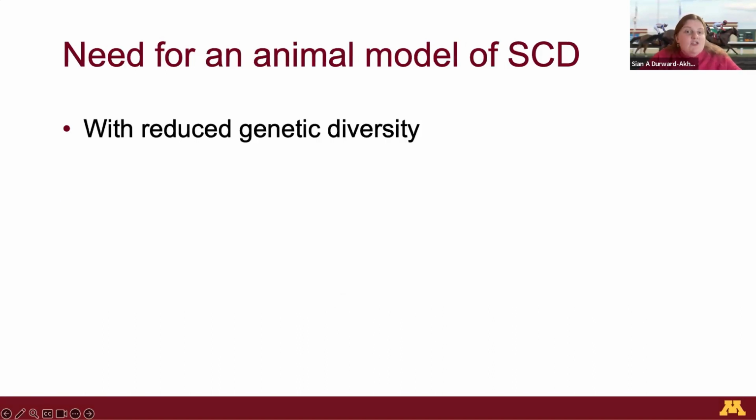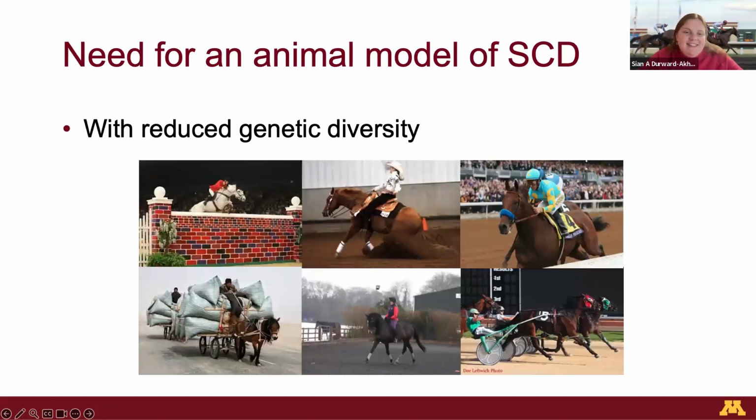So really, there's considerable need for an animal model of sudden cardiac death. And ideally, the model would have reduced genetic diversity compared to humans. And the horse is an excellent model from that point of view because they've been selectively bred for thousands of years, which has led to a diverse array of phenotypes, but it's also led to a quite markedly reduced genetic diversity in horse breeds compared with humans.